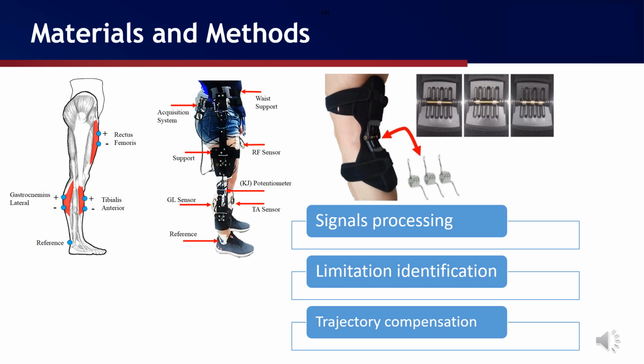For simulation 1, one spring was set. For simulation 2, two springs, and for simulation 3, three springs. In general, the research focuses on three main pillars: signal acquisition and processing, constraint identification, and trajectory compensation according to the type of constraints detected.